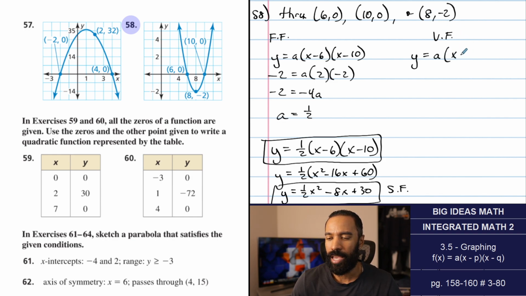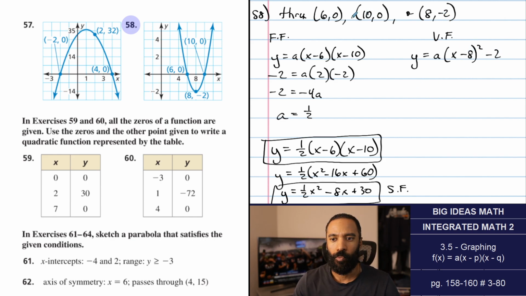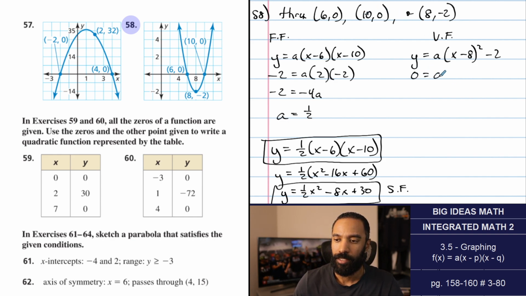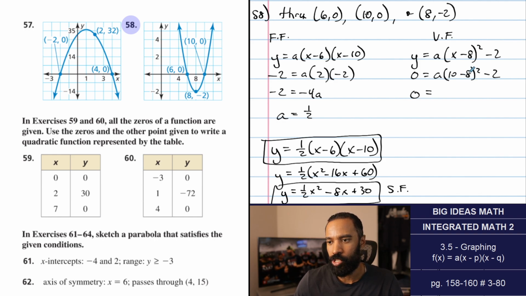Here's my h. X minus h squared plus k, like that. Let's substitute one of these for x. Let's do this one. 10, 0. 0 for y, and 10 for x. That's a times 10 minus 8 squared minus 2. 0 is, 10 minus 8 is 2. 2 squared is 4. So 4a minus 2.